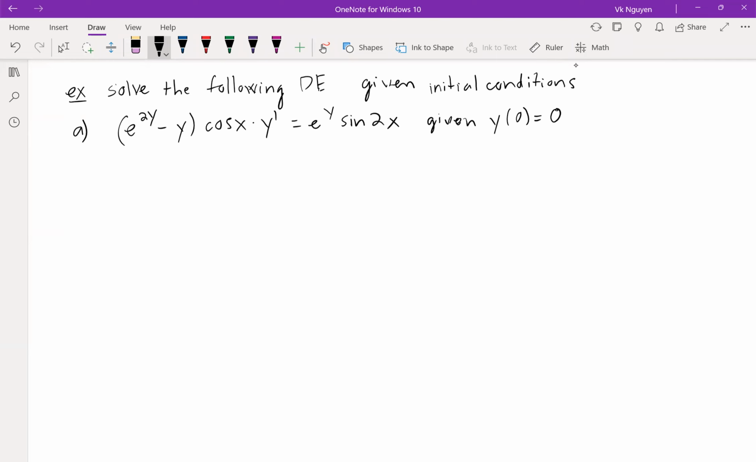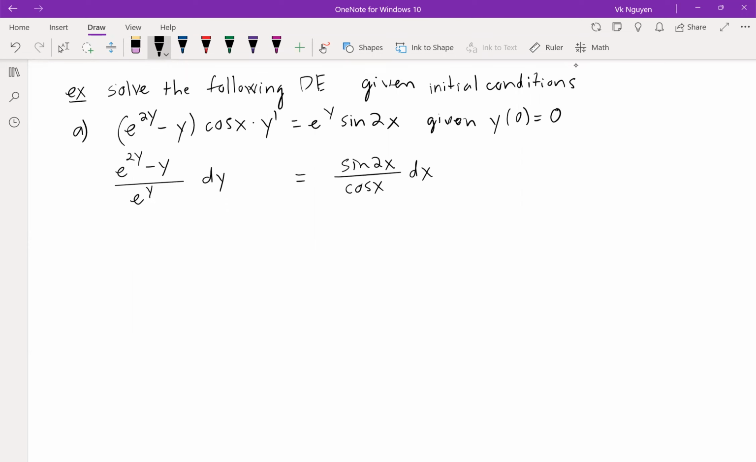Move all the y to one side and all the x to the other side. So we have (e^(2y) minus y) over e^y dy equals sine 2x over cosine x dx. Okay, let's simplify this before we integrate both sides.